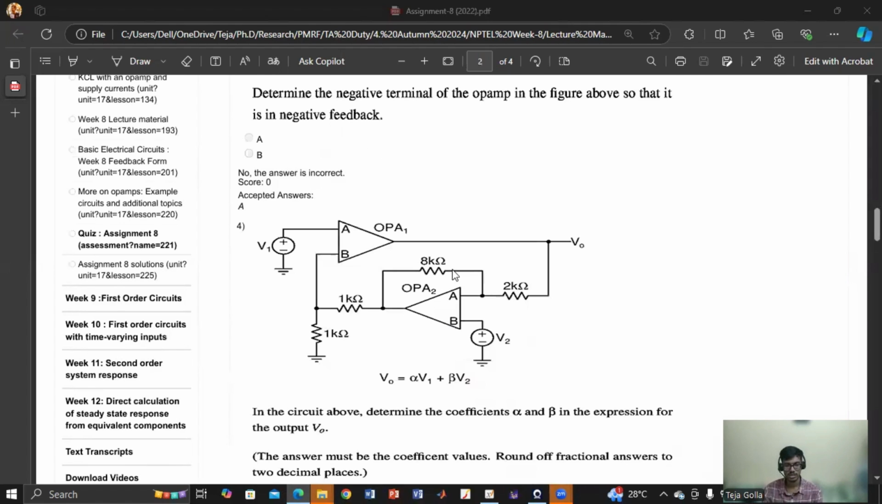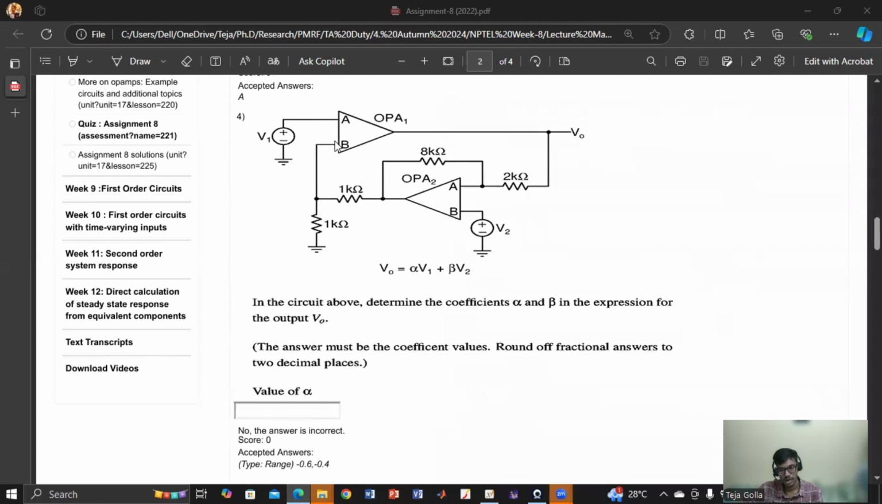As far as this course is concerned, positive feedback is not in the syllabus, at least till this week. So the op-amp should be in the negative feedback. And provided they are in the negative feedback, they are asking what should be the terminals of A and B in both the cases so that it is in negative feedback. Considering that, I have to find how they are connected to make them look like negative feedback.